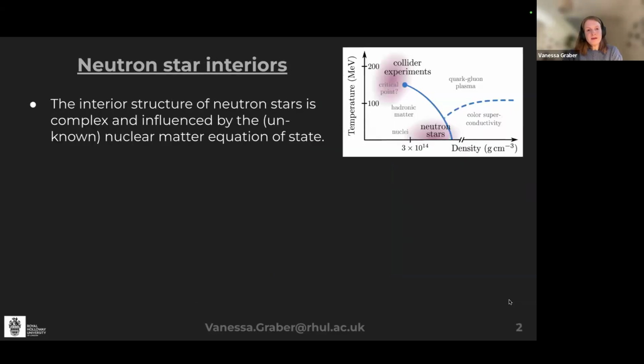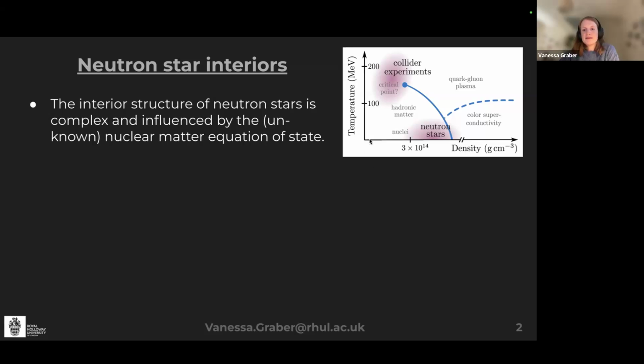So when we think about the neutron star interior, we are facing this challenge that we don't actually know what's going on very well. And that's because we don't really understand the nuclear equation of state of dense matter that is present in the neutron star interior. On the top right here, I'm showing you a sketch of the quantum chromodynamics phase diagram where we have the density on the x-axis and the temperature on the y-axis.